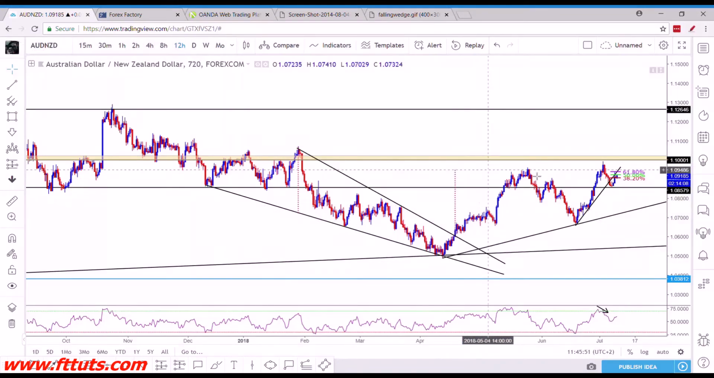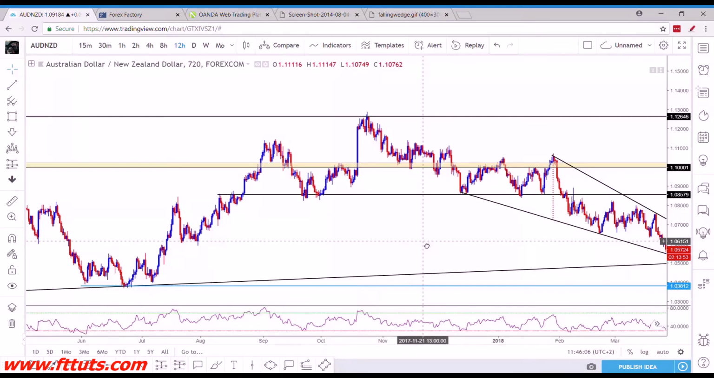Bam, straight up to here. You can see that was a wonderful trade. It was like two months ago. I made really good profit on it because I had a really tight stop loss and I was targeting all the way up here. So yeah, that's a falling wedge. Now let's try and spot triangles.